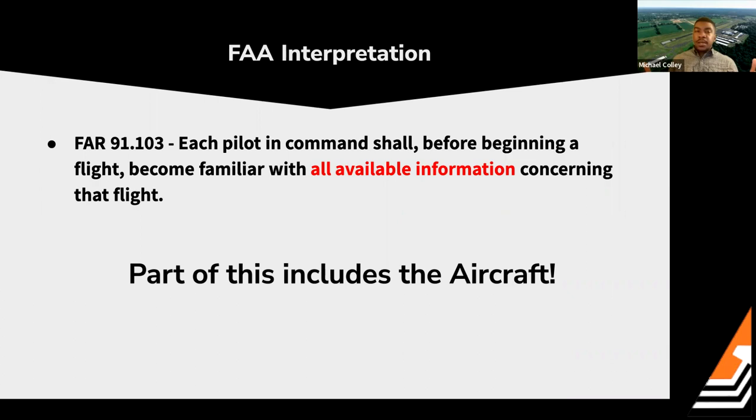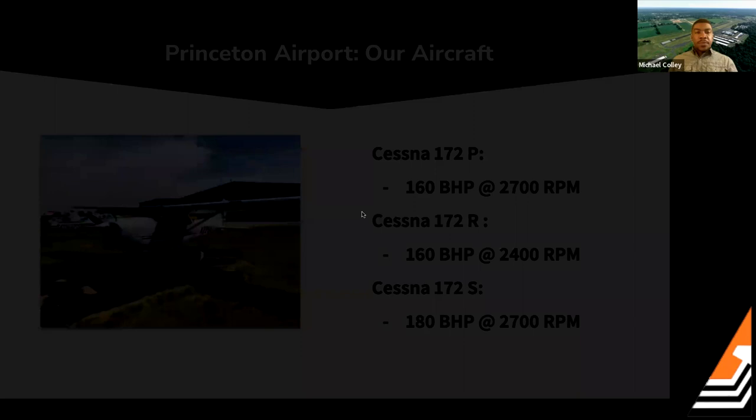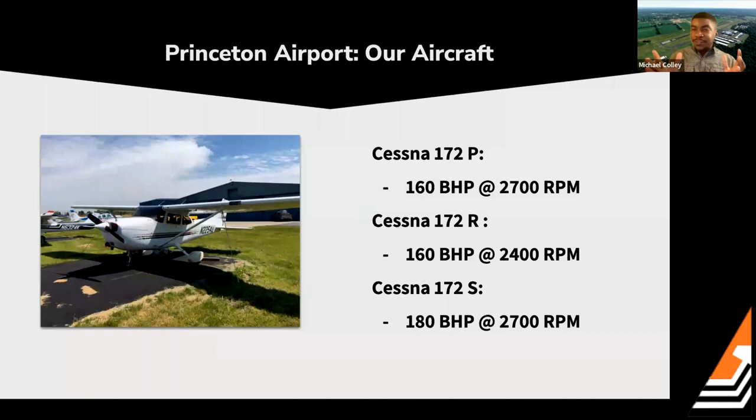All right, guys, continuing through, let's talk about what's at Princeton. At Princeton Airport, we do have the Diamond, but as far as Cessna 172s, since that's the theme of tonight, we have the Cessna 172P model, the Cessna 172R model, and the Cessna 172S model. The 172P has 160 brake horsepower at 2,700 RPM. The 172R has 160 brake horsepower at 2,400 RPM. And the 172S has 180 brake horsepower at 2,700 RPM.